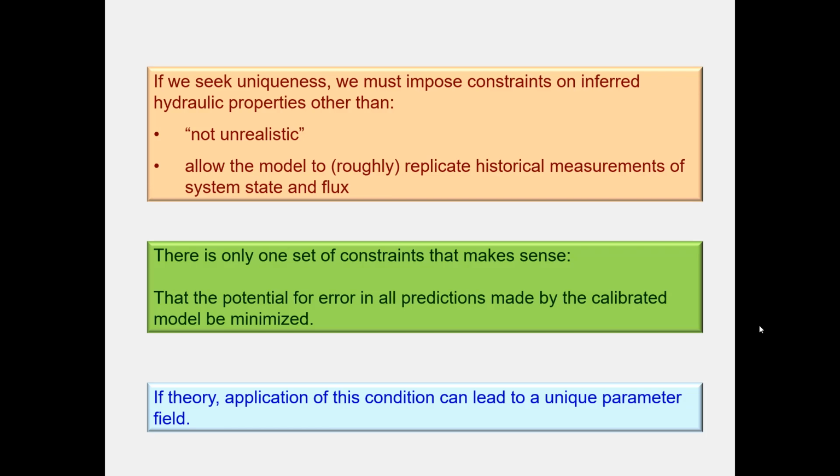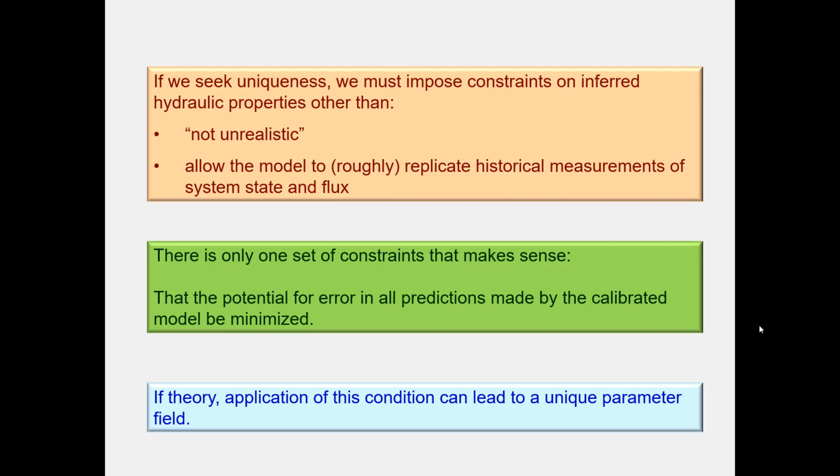There has to be some condition that creates uniqueness, which conceptually both me and my colleague could use to achieve the same unique parameter field. And what is this concept then? Well, it can be shown mathematically that a certain set of constraints can be applied to the history matching process, which will not only give us uniqueness of the parameter field, but will give us uniqueness in a way that matters most for a model that we're going to use to make important predictions.